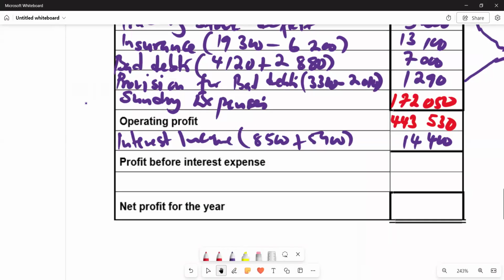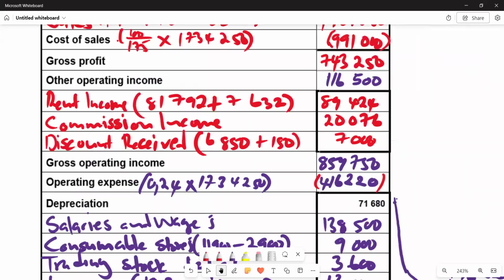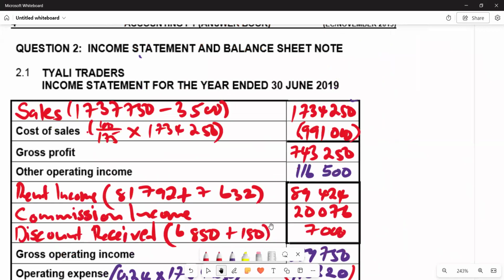Then we add it to 143,530, and then we add 14,400. And then you're going to get 457,930. And this becomes profit before interest expense. So we need also interest expense here. So we go to the Excel information. That's where we have the information about the calculation of interest expense.